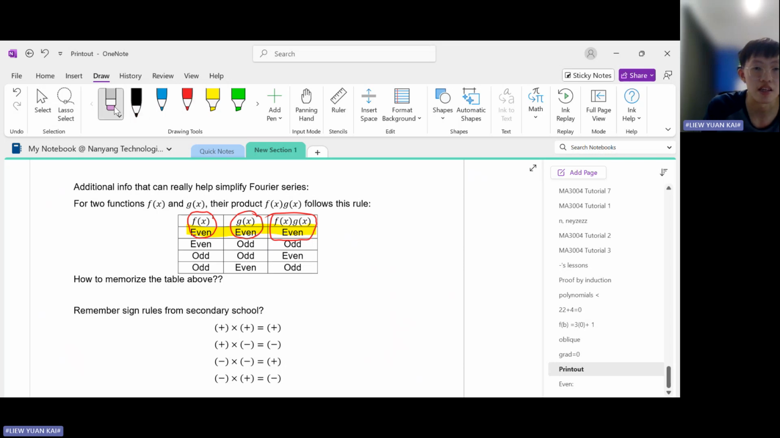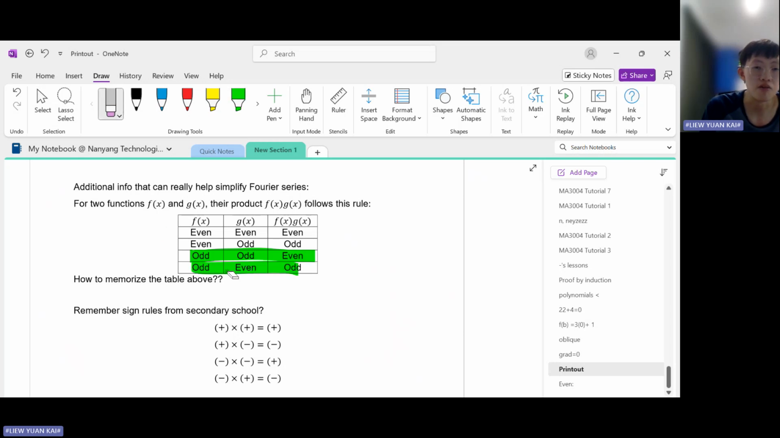Now let's take a look at the second row. What does it say? This says that when f of x is even and g of x is odd, the product of the two will be an odd function. So even times odd will give me odd, and so on and so forth. The third line says odd times odd will give me even, and odd times even will give me odd.